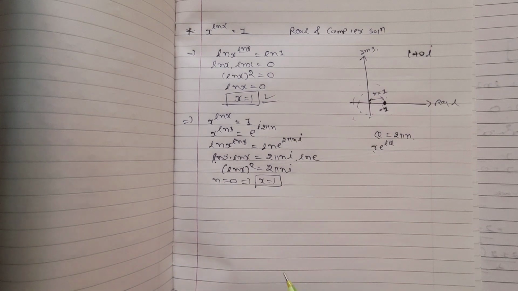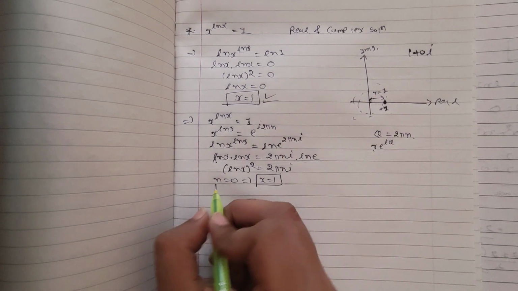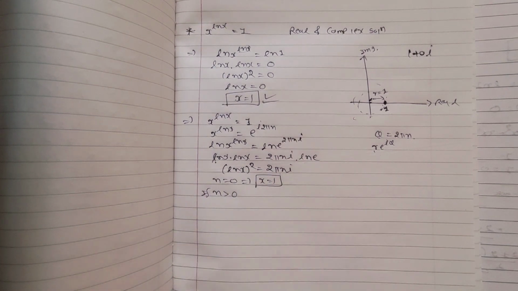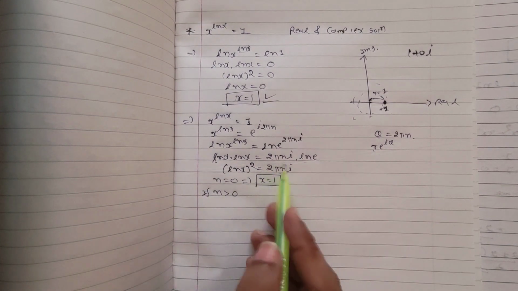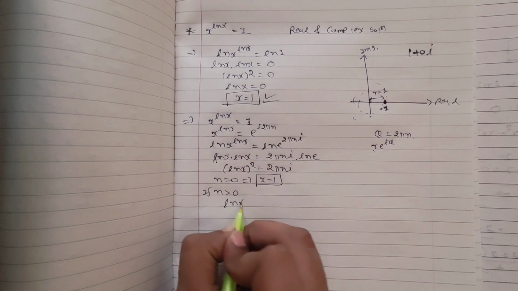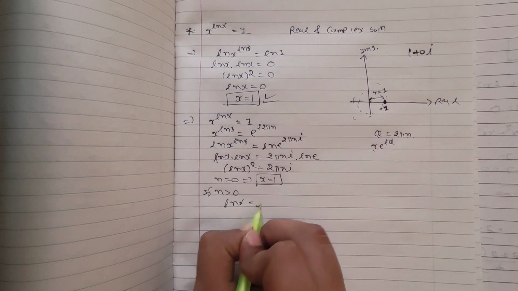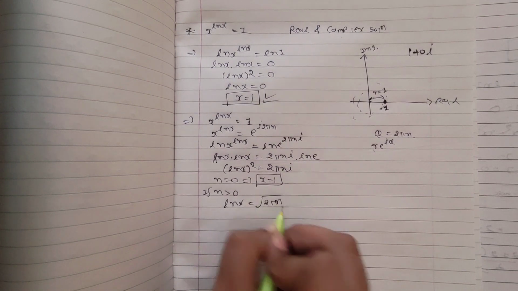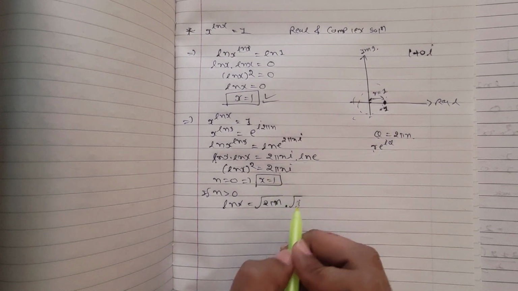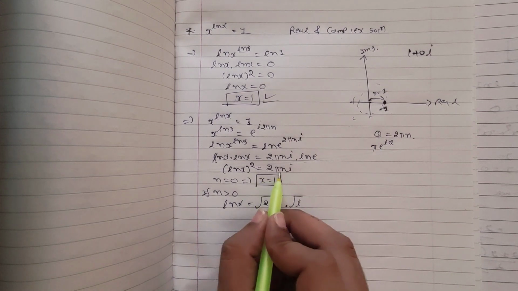Now I will take two cases here. First of all, whenever n is greater than 0, this term will be positive, right? So I can easily write, from this equation, ln x equal to under root 2 pi n times under root iota. I have written 2 pi n and iota separately.